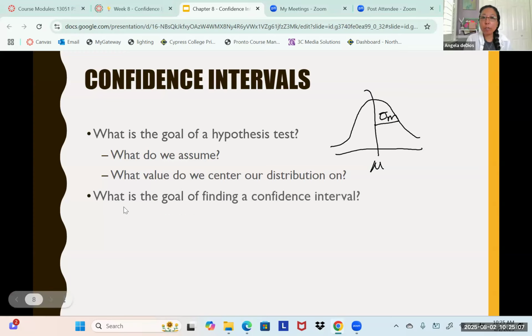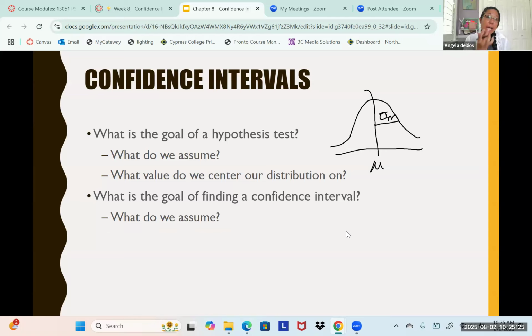The goal of a confidence interval is to guess the population mean. That's not the goal of the hypothesis test. Hypothesis test is looking for a significant difference. The goal of a confidence interval is to find a guess for the population mean.